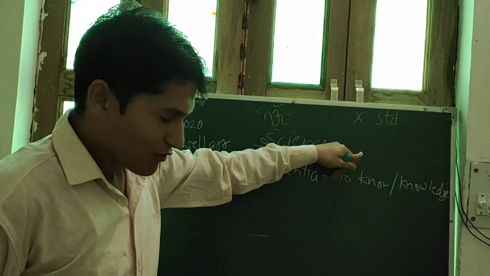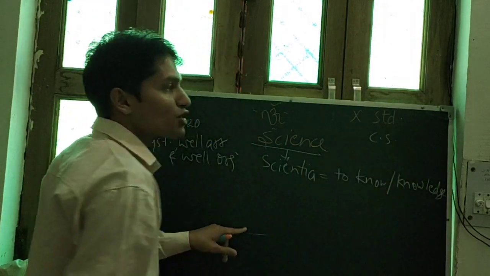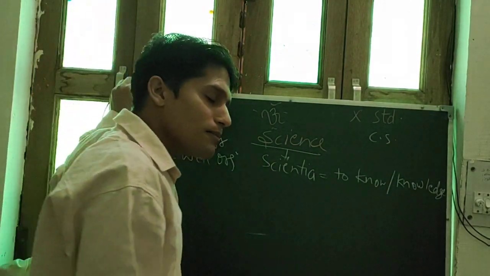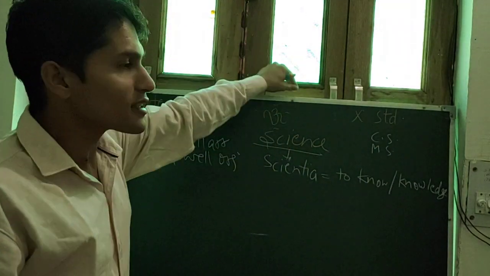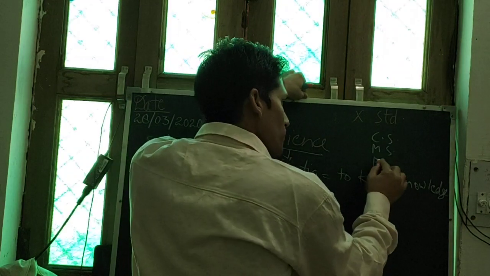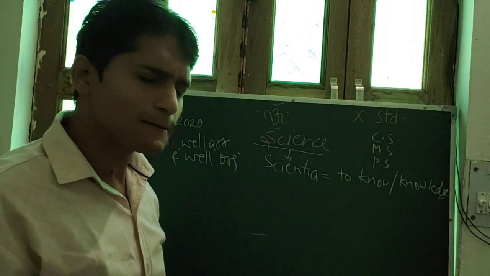Science is a common word. For example, if you are studying computers, that is computer science. If you are studying medicines, that is medical science. If you are studying politics, that is political science. Isn't it? Science is a common word too.